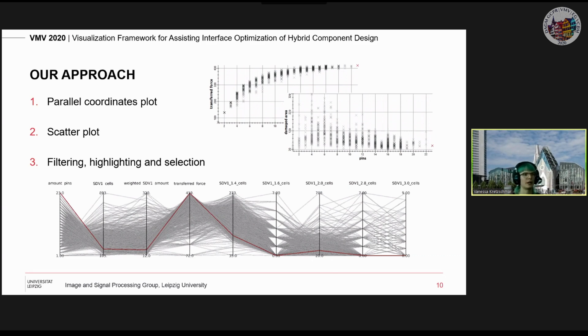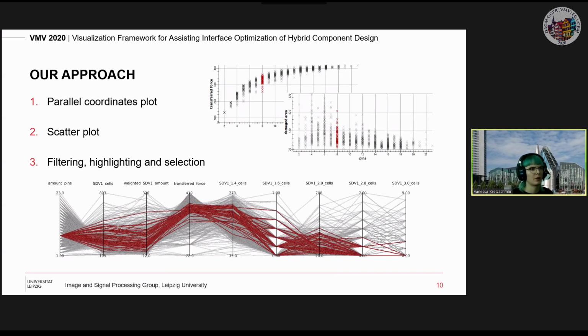And it's possible to highlight one simulation as shown by the picture, or a group of simulations, here for pin 8, or to refine a group. For example, refine group 8 by higher transferred forces, or even to select multiple groups.